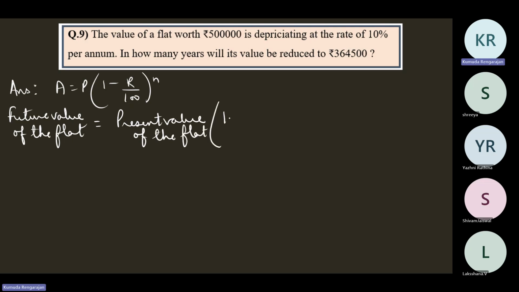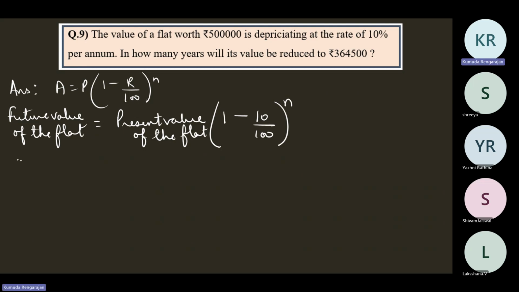Open bracket 1 minus, because it's depreciating. So you'll have to find the rate of depreciation. Since it's depreciating, it's a rate of depreciation, and that's given to be 10%. You can see there, 10% by 100. In how many years? We don't know the time, so to the power n.